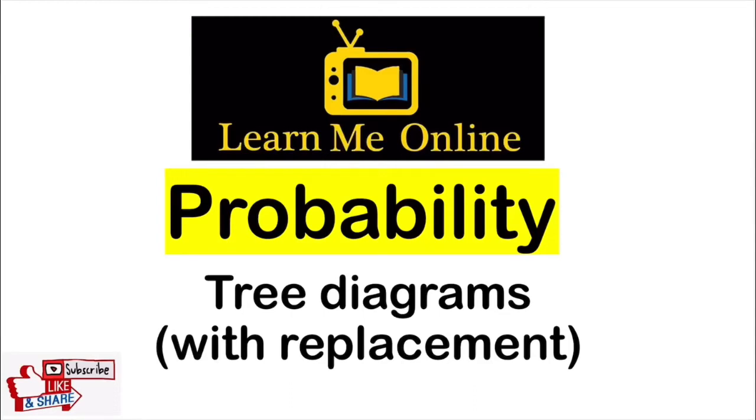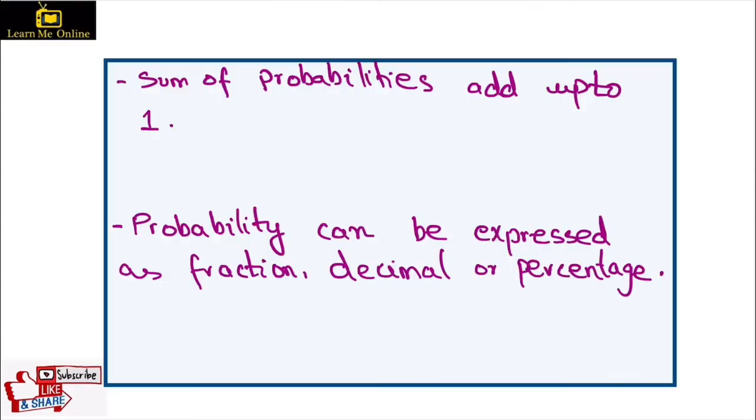Hi there, in this video we are learning how to find out the probability by using tree diagrams. To begin with, a few things we know about probability: the sum of the probabilities should always add up to 1. The next thing is that there are many ways of expressing probability. It could be written as a fraction, a decimal or a percentage.